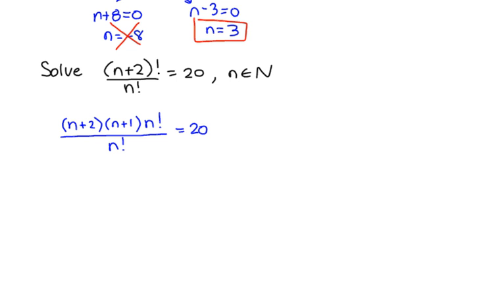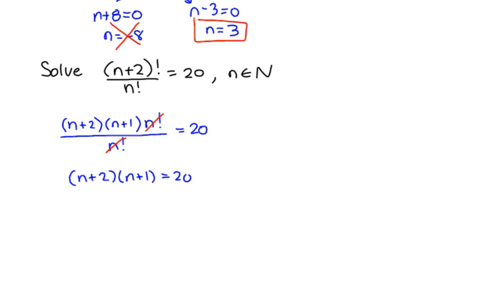Now we cancel out the n factorials. Can I say my answer is -2 and -1? Or what's wrong with this? It's not equal to 0. It always has to be equal to 0 to say those are our solutions. So we don't have that, so what do we have to do with this binomial times binomial? We need to expand it.